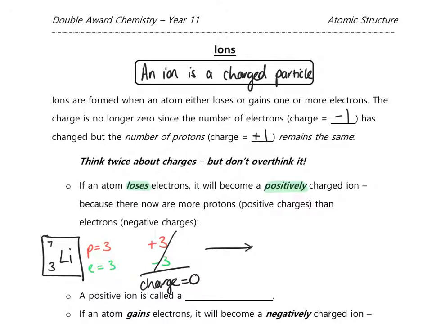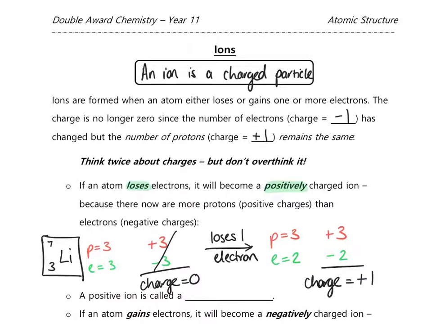But what happens when lithium reacts, or when lithium forms an ion, is that it loses 1 electron. It's lost 1 electron, but the number of protons stays the same. So it still has 3 protons, but now it only has 2 electrons. So let's think of our charges. We still have +3 from our protons, but now we only have -2 from our electrons. So what is the charge overall? Well, +3 minus 2 is a total of +1, okay, +1.